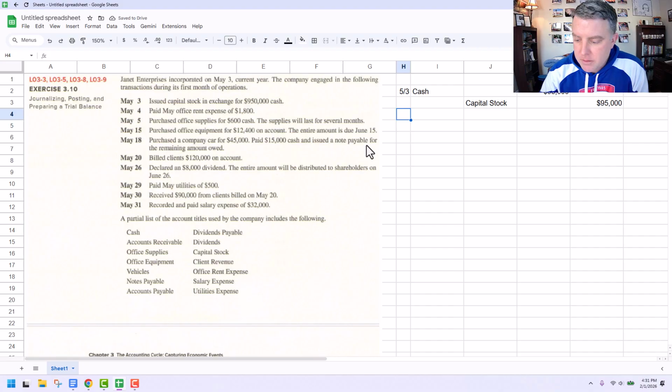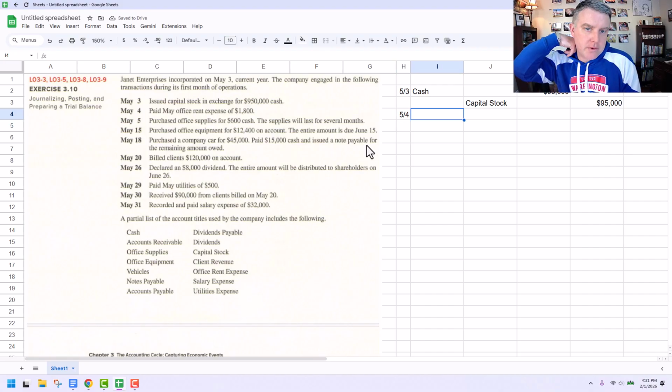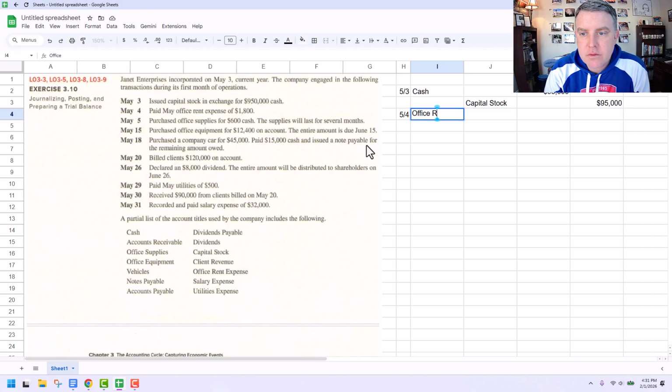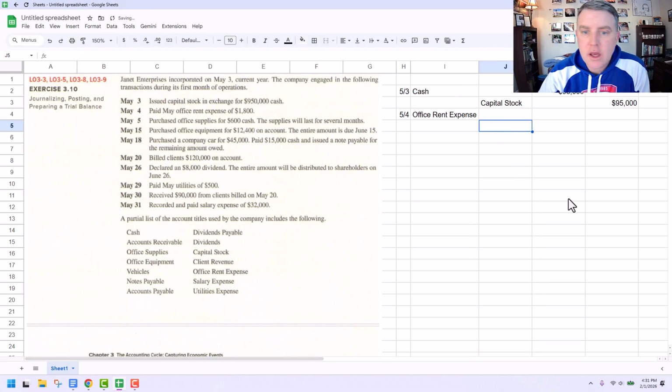May 4th. What happens on May 4th? They paid May office rent expense of $1,800. So we're going to debit office rent expense, because they tell us this is one of the accounts they're using, and we're going to credit cash because we're paying cash for that rent expense. Anytime they say paid, you can assume that it's being paid with cash. Okay, so May 4th is done.